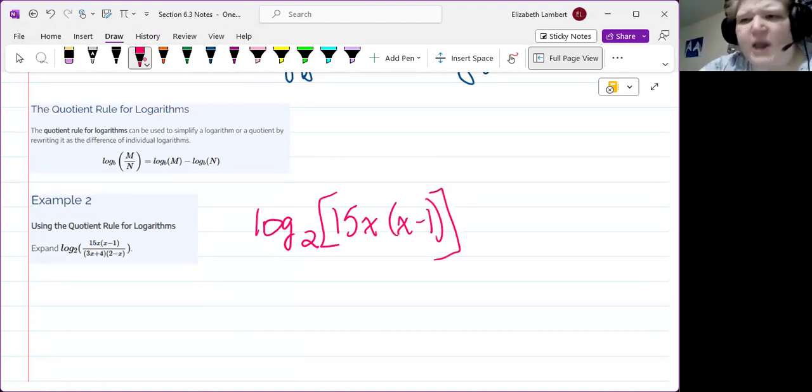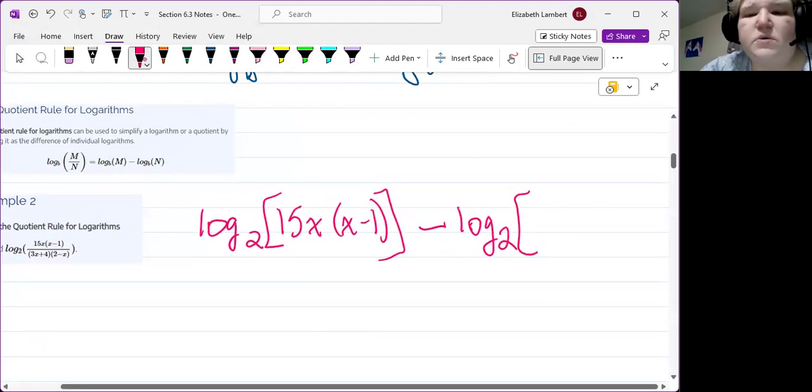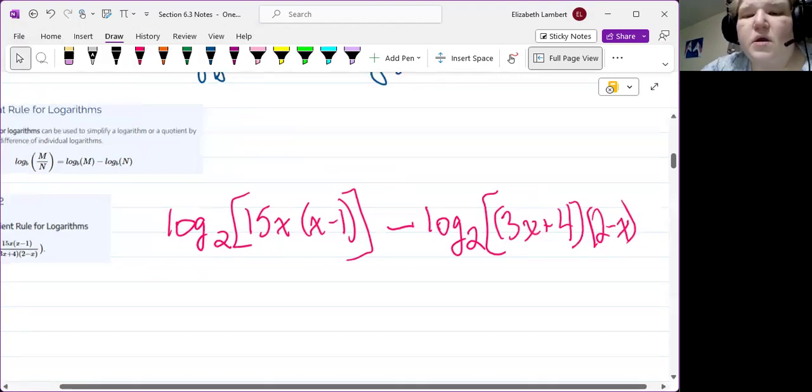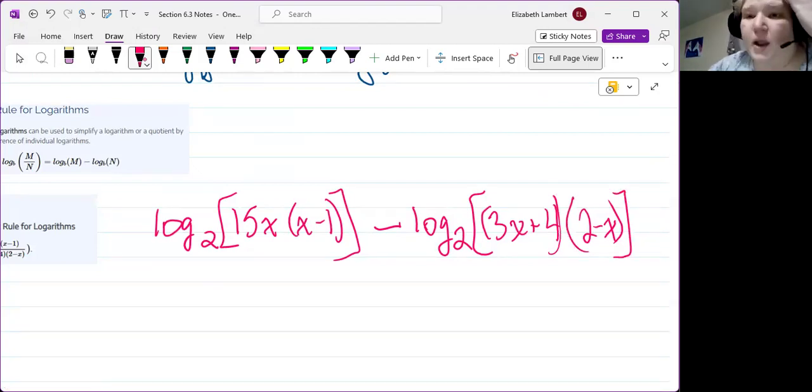And I'm putting some extra brackets just to be very careful about what is in there, what is not. And then minus log base 2 of 3x plus 4 times 2 minus x. All right, so I have technically applied the quotient rule. Woohoo!